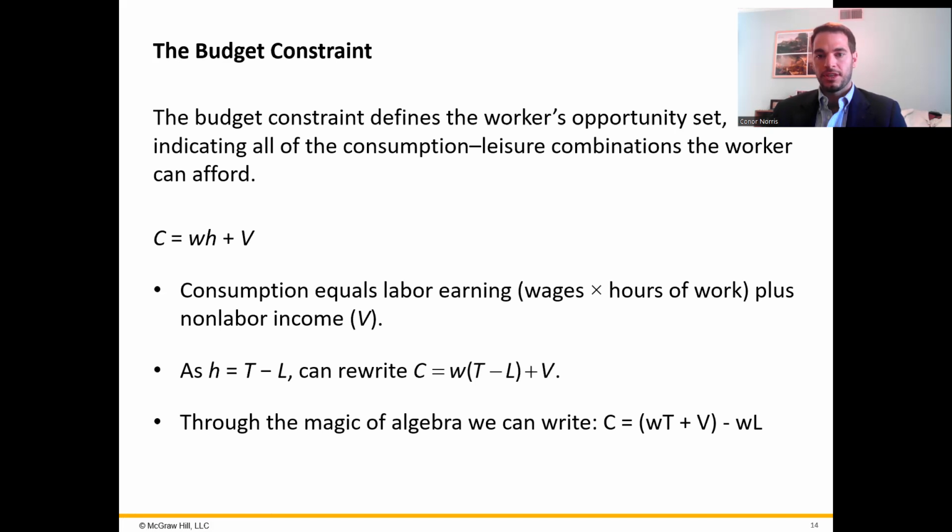We can use the following equation: consumption equals hourly wages times the number of hours worked plus any non-labor income people receive. Now, because there's only 24 hours in a day, this allows us to take another step. The hours worked equals 24 hours minus the hours of leisure. So now we have consumption and leisure in the same equation. Through the magic of algebra, we can write that C, or consumption, equals the wage rate times the number of hours worked plus the non-labor income minus the wage rate times the number of hours engaged in leisure.